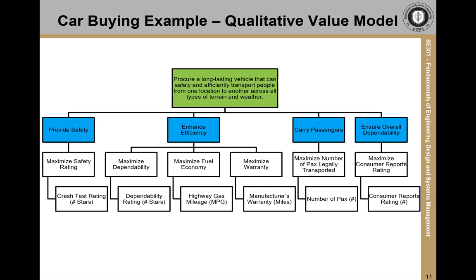Okay, so our objectives are for providing safety. How can we measure that? It's by maximizing the safety rating. That would be our objective there. And then our value measure, our way of quantifying safety rating, we could say crash test rating, right? And number of stars, more stars is better. When we're looking at enhancing efficiency, we can have 3 objectives for this one.